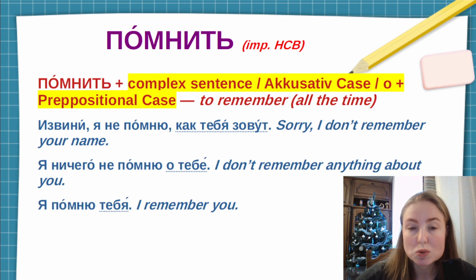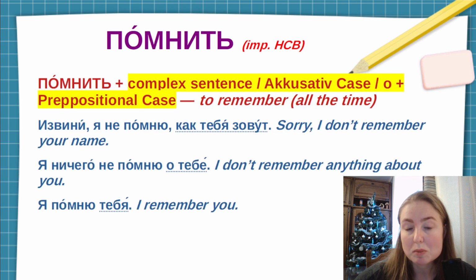Also, we can use помнить with a direct object. So, it will be the accusative case. So, я помню тебя. I remember you. It's the last example here. And we can use помнить with the preposition о, which means about, plus the prepositional case. Like, я ничего не помню о тебе. I don't remember anything about you. So, three possible functions in a sentence.